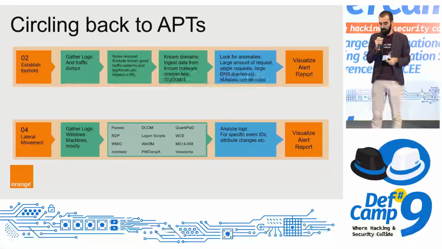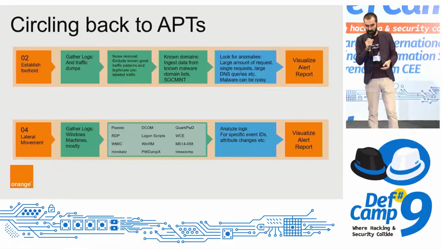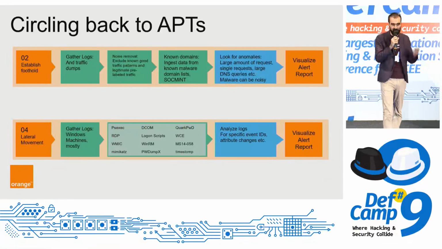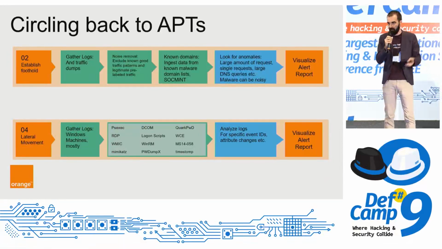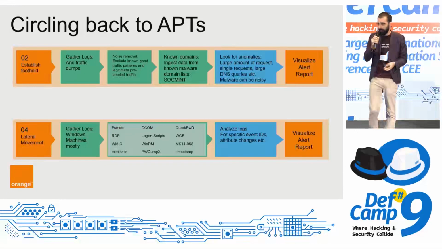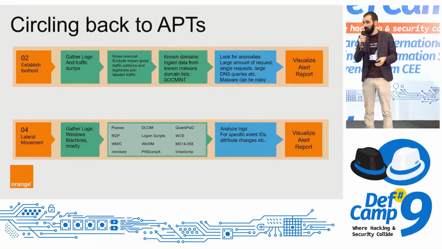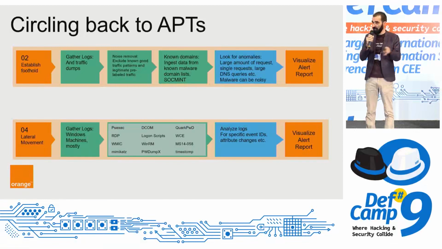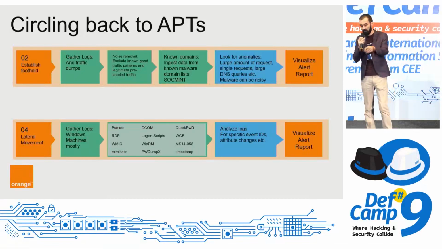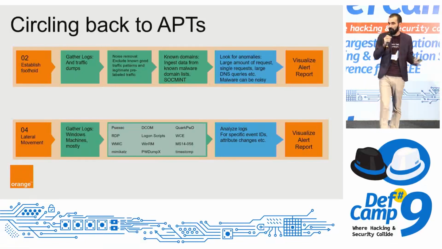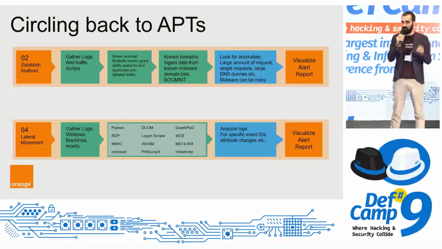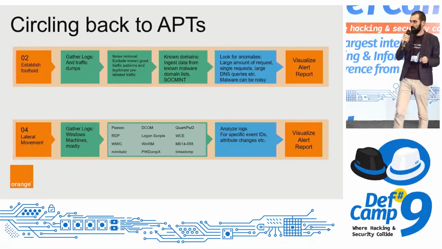And we are looking for anomalies, like large amounts of requests, single requests during the nighttime where most of our colleagues are not working, you know. Large DNS queries, why not? Because malware can be noisy. And of course, the output of this pipeline is an alert, a report maybe, and a very, very nice, you know, red bulb opening up in a Kibana dashboard.